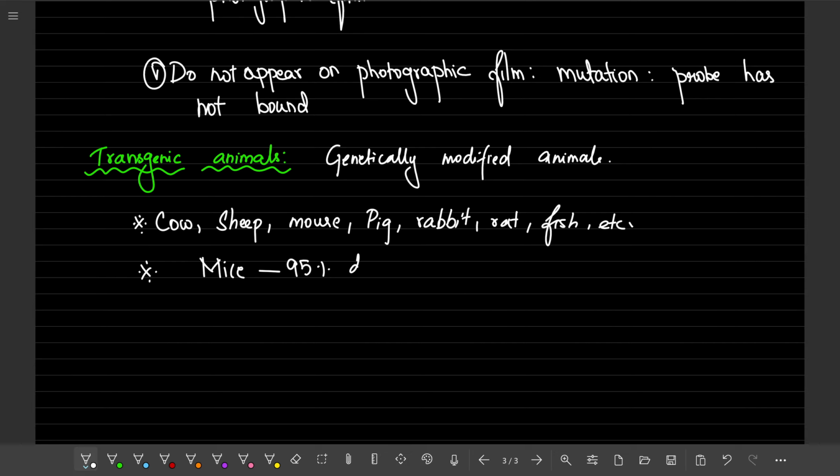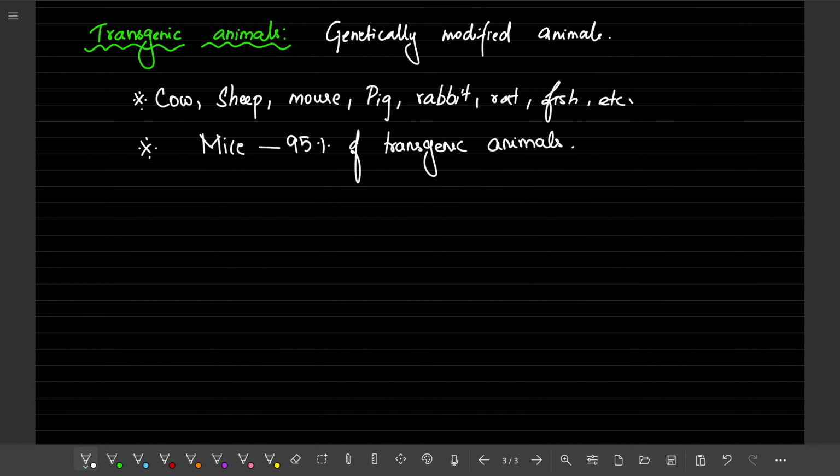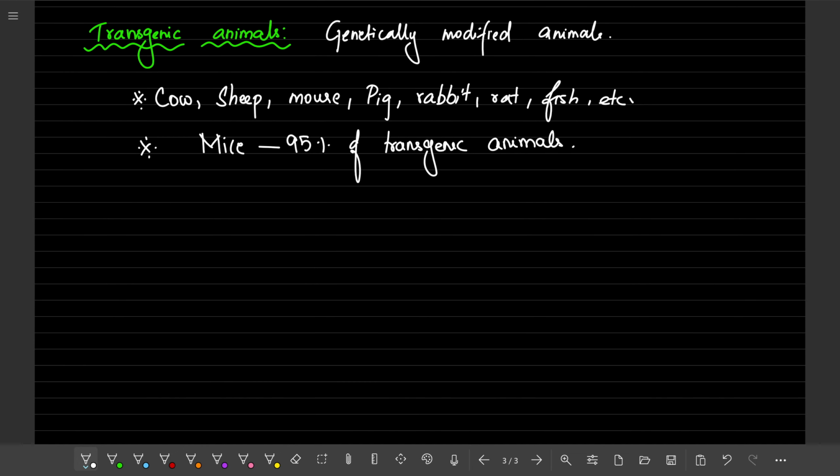Okay, so anyway, majority of this is going to be mice. How much percentage? 95% of transgenic animals are mice. Why we prefer mice? Why not any other animal? Smaller, okay, and then which means what?